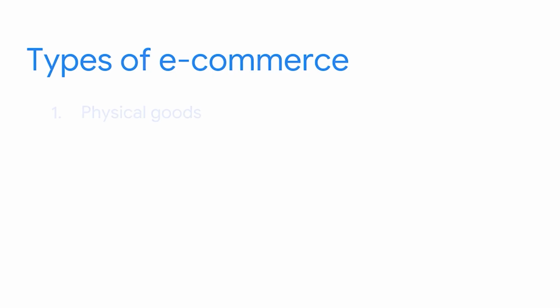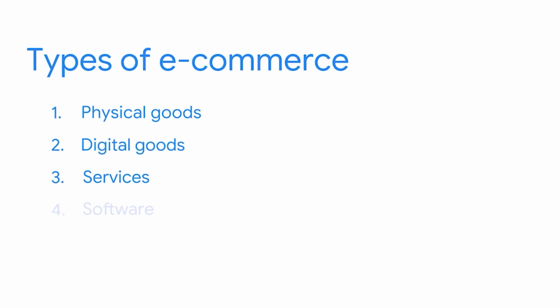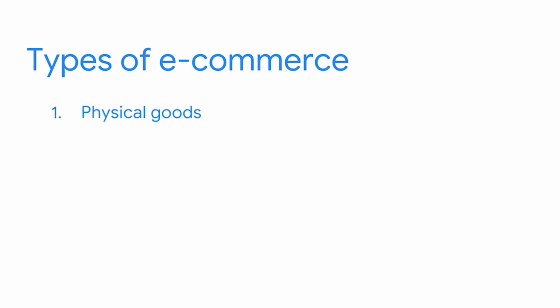The types of products sold online can vary widely, but they often fall into one of four categories: physical goods, digital goods, services, or software. When you think of e-commerce, you might first think of something like a pair of shoes you buy online and receive in the mail. Those would be considered physical goods, something that you can touch and hold. Other examples of physical goods could be books, appliances, or phone cases.